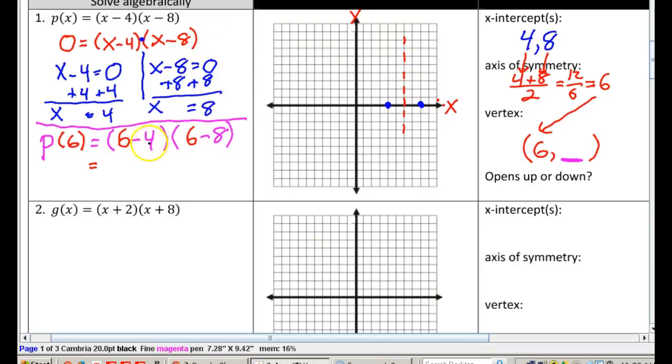So we have 6 minus 4, which is 2. And 6 minus 8, which is negative 2. So we know the answer is 2 times negative 2, which is negative 4. Negative 4 right here. So we know where the actual vertex is on this line. So negative 4, 1, 2, 3, and 2, 3, and 4. There we go.